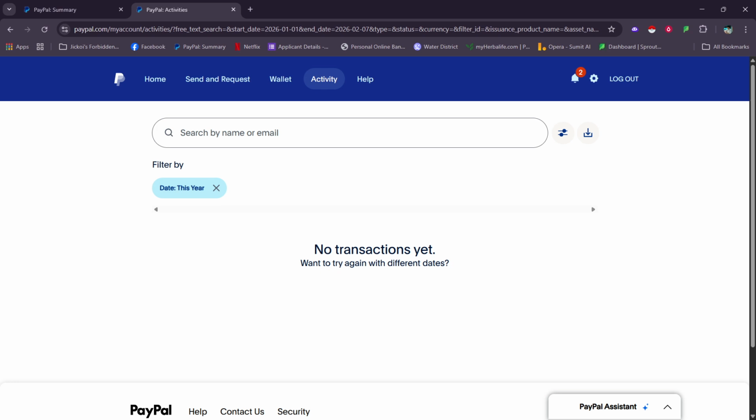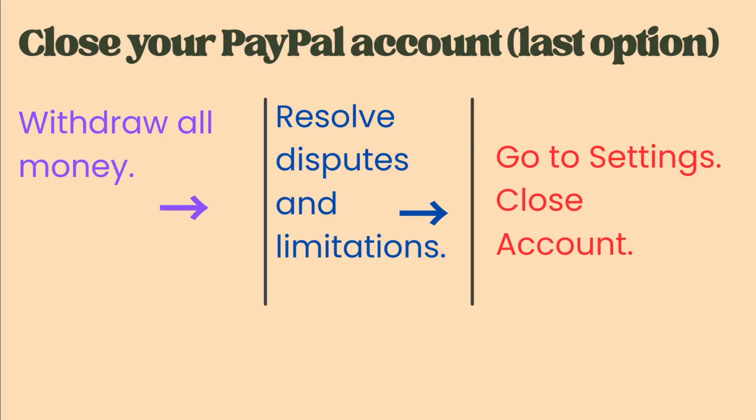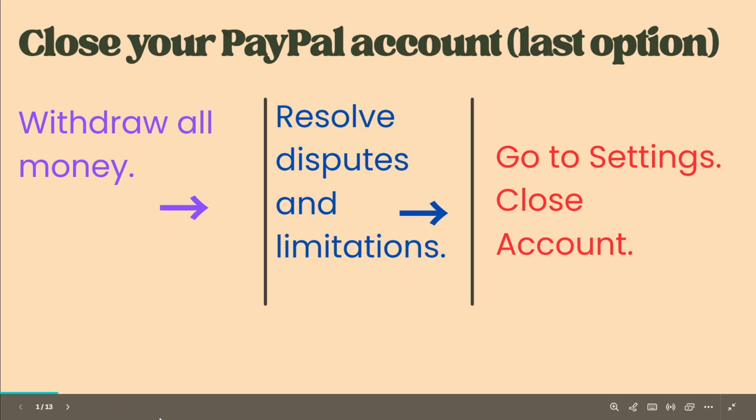If you're considering a more drastic reset, closing your PayPal account is the final option. Before you do anything else, withdraw any remaining balance so your funds are safely in your bank. Next, make sure you've resolved any open disputes or account limitations, because unresolved issues can block closure. When everything is clear, go to your account settings and choose Close Account. Follow the prompts to confirm.